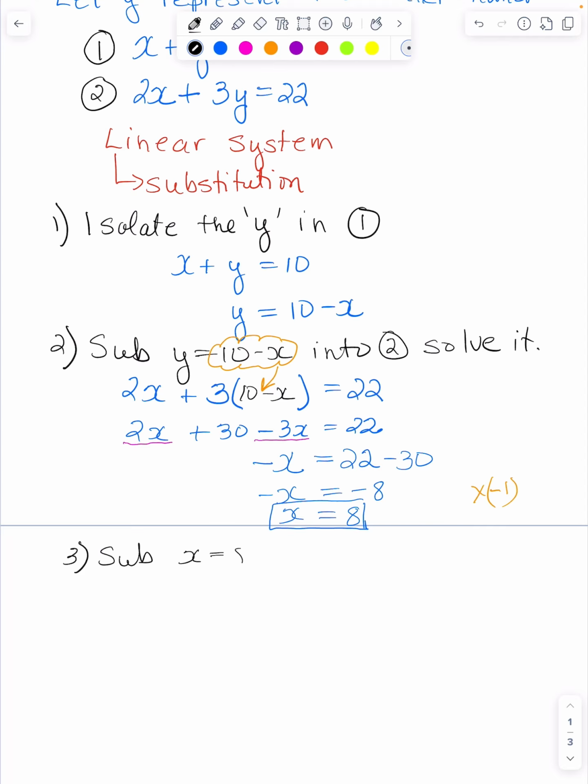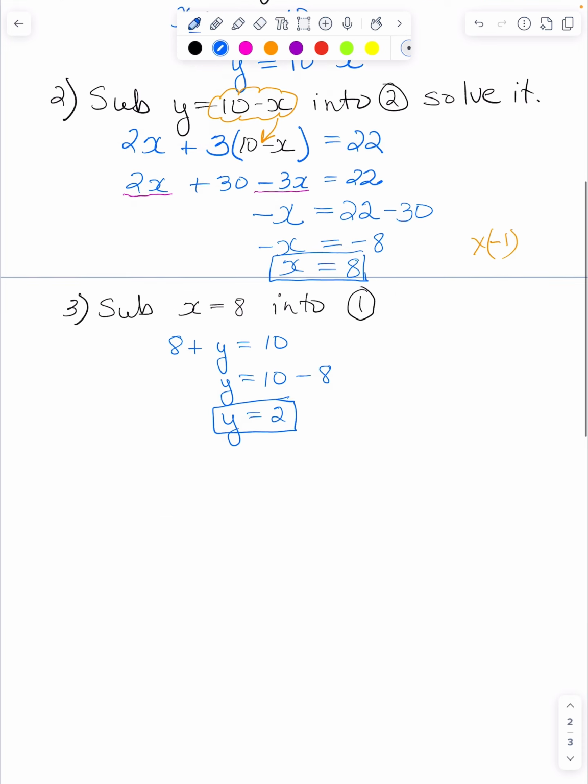So now that I have that, step number 3 is going to be to sub this answer, x equals 8, into either one of the equations. So I'm going to substitute it into equation number 1. So when I take x equals 8 and substitute it into equation number 1, I will end up having 8 plus y is equal to 10. Y is equal to 10 minus 8. y is equal to 2. So those are the numbers, 8 and 2.